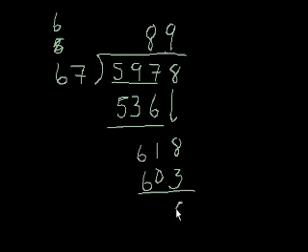8 minus 3 is 5. 1 minus 0 is 1. And 6 minus 6 is 0. So now that we have a remainder of 15, which is smaller than 67, I'm not going to teach you decimals right now, so we can just leave that remainder. So what we could say is that 67 goes into 5,978 89 times. And when it goes into it 89 times, you're left with a remainder of 15.